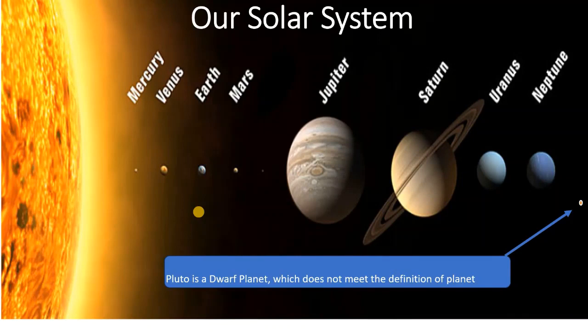Then you'll see this little dot on the right side of the screen. It says Pluto is a dwarf planet. Now, a dwarf planet doesn't meet the definition of a normal planet. It is because it is so small that we don't consider it as a planet. Previously, many years ago, Pluto was still considered as a normal planet, and then we talked about our solar system having 9 planets. At the moment we only talk about 8 planets plus 1 or 2 dwarf planets, of which Pluto is one.